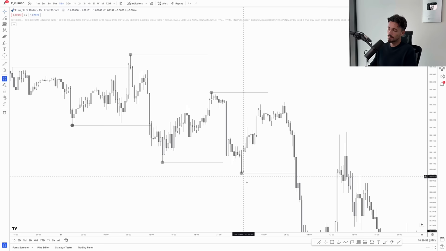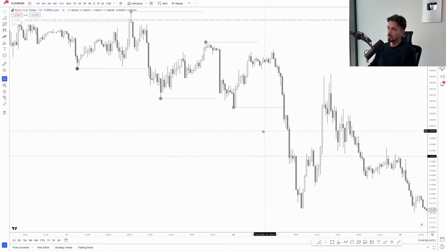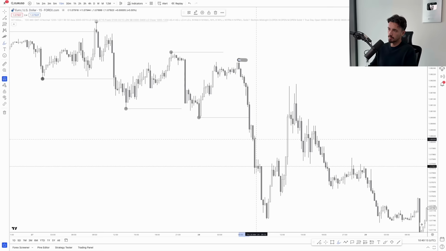And again, let's now go into Thursday. What happens? Once again, price breaks structure. So we know that this is our high because this is the highest point from price break.